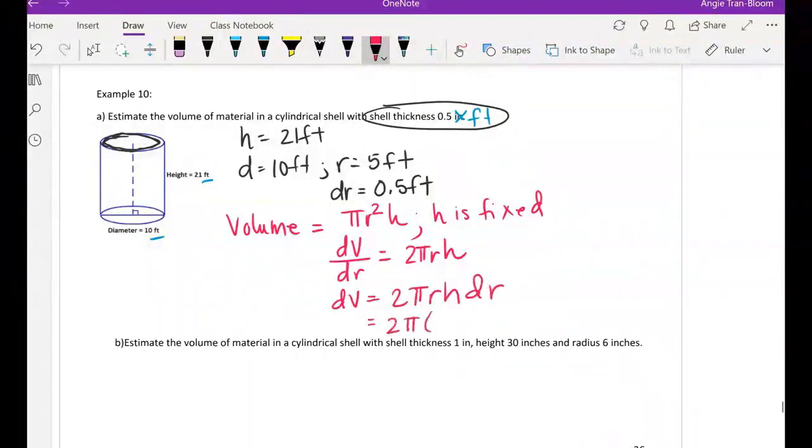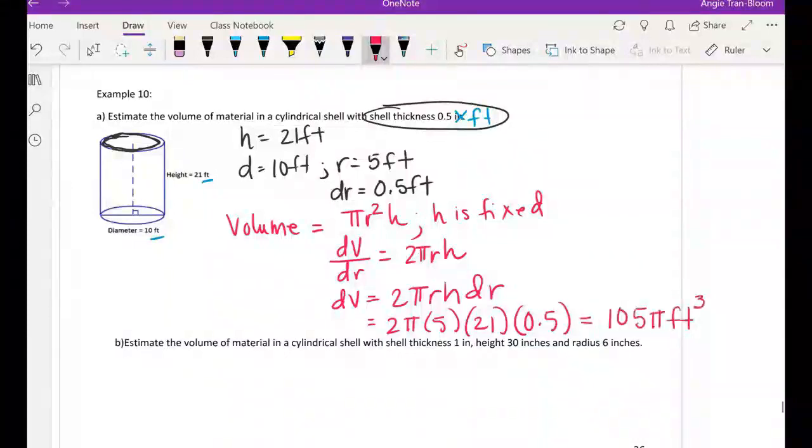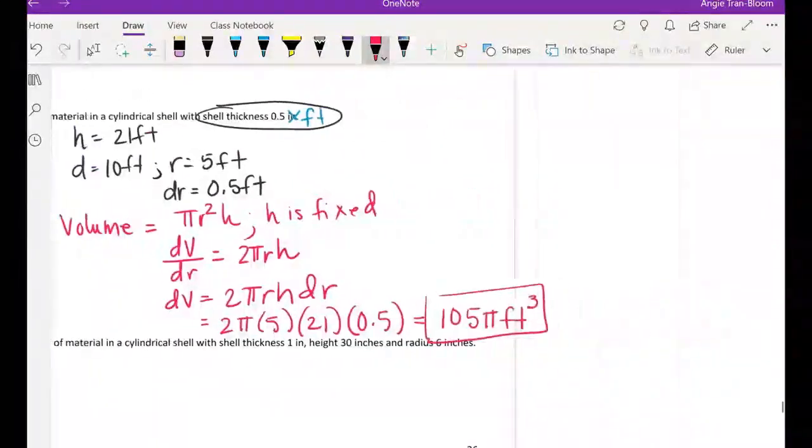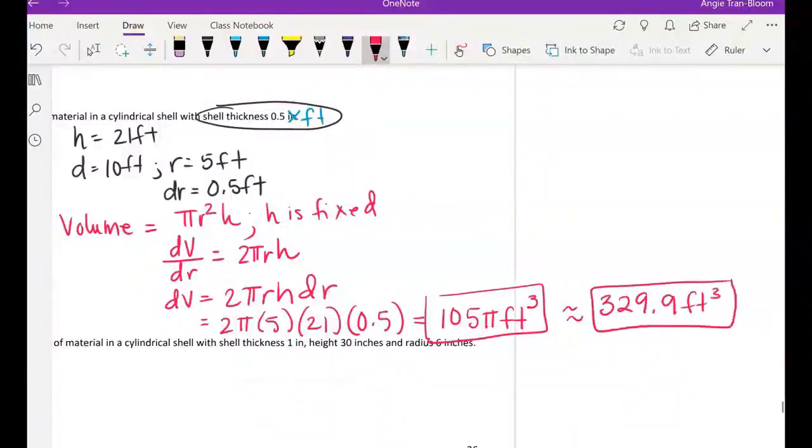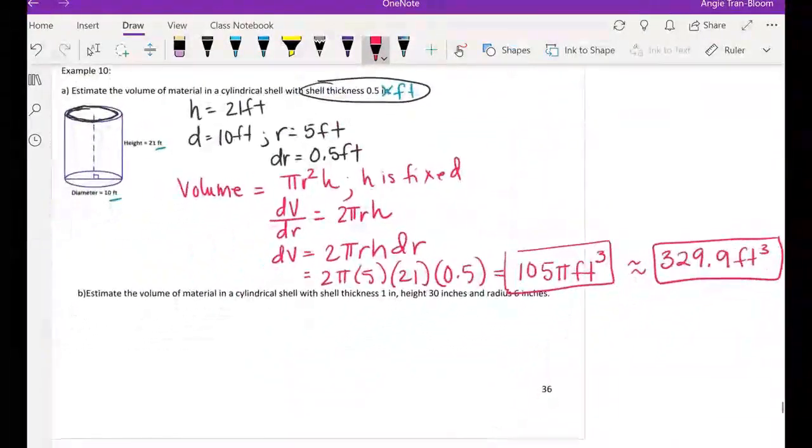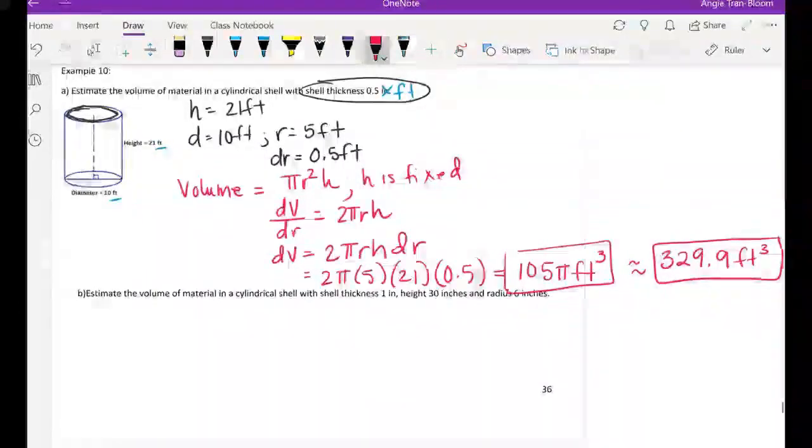Well, let's plug all the stuff that we have in. 2 pi, radius we know is 5. The height is fixed as 21, and dr is 0.5. If you don't have a calculator, I will always take the exact answer, which is 105 pi feet cubed. Okay. Now, if you have a calculator and you want to punch that out, I'm okay with that too. It's 329.9 cubic feet. So I will accept either answer. So these type of questions, what you really want to know is, all of these numbers are given to me. Do I know what they represent? Okay, so that's really what you want to be mindful of.